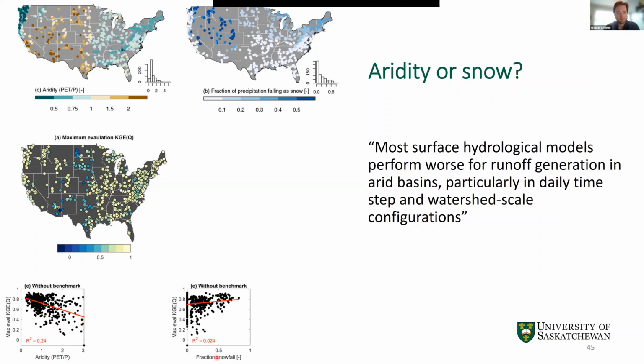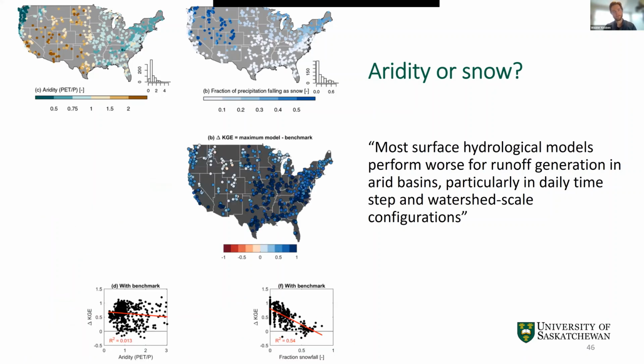If we compare model evaluation KGE scores to snowfall, we see that if there's more snowfall, they tend to be higher, but the relation itself is not very strong. Now, if we flip this around and look at the improvement over benchmark, we see something very different. There is a very strong relation with snowfall and improvement over benchmark. Now, of course, this can be partly explained by the fact that if the benchmark is already high, the maximum value for delta KGE will naturally be lower.